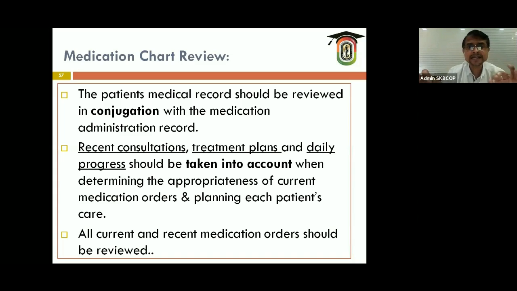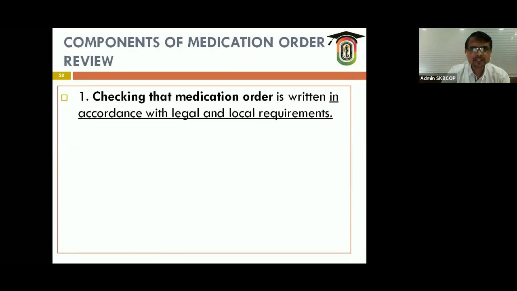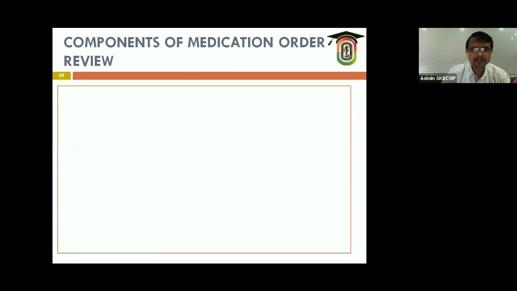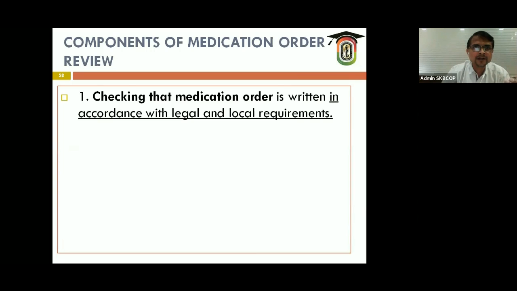All current and recent medication orders should be reviewed every time. So it is said that the review should be done every day, on a daily basis. Now, the components of medication order review: what are the components, what all should be included? There are many things that should be included for medication order review.